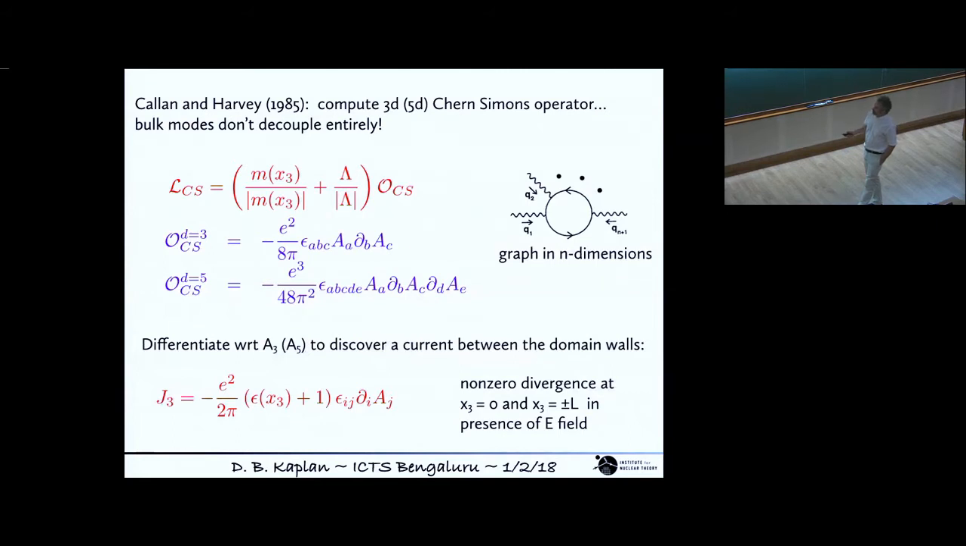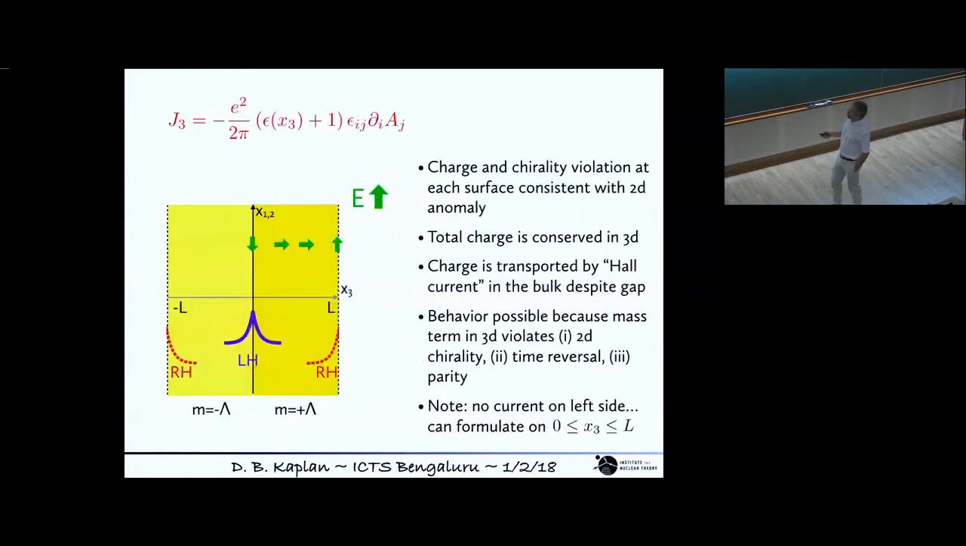So the important thing is that this current has a divergence at x3 equals 0 and at x3 equals L. But only in the presence of a non-zero electric field in 1 plus 1 dimension. So you find that charge and chirality violation at each surface is consistent with the 2D anomaly, while the total charge and current is conserved in 3 dimensions. So what happens then is you turn on your electric field, you'll generate, say, a current going down here and a loss of charge on one wall, get a current going up and a gain in charge on the other wall, and then you have this bulk current that goes across, which is this J3.